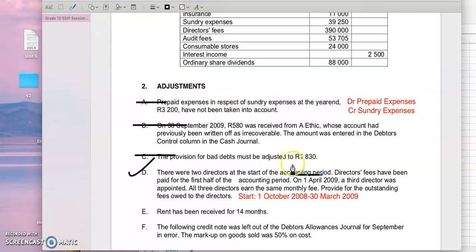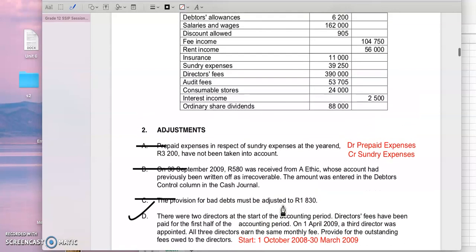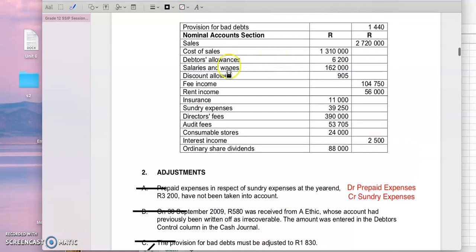On the 1st of April 2009, a third director was appointed. All three directors are on the same monthly fee. Provide for the outstanding fees owed to the directors. Okay, so we know that they have given us an amount, right here, of 390,000 Rand. And they said that that was for two directors for 6 months.